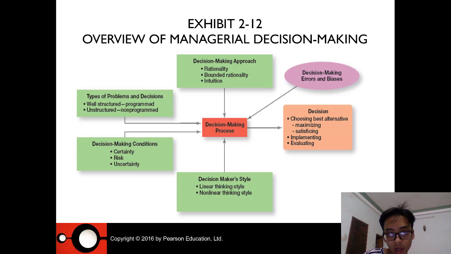And there are two decision maker styles: linear thinking style and non-linear thinking style. There are three decision making conditions: certainty, risk, and uncertainty. There are two types of problems and decisions. They are well-structured, programmed, and unstructured, non-programmed.